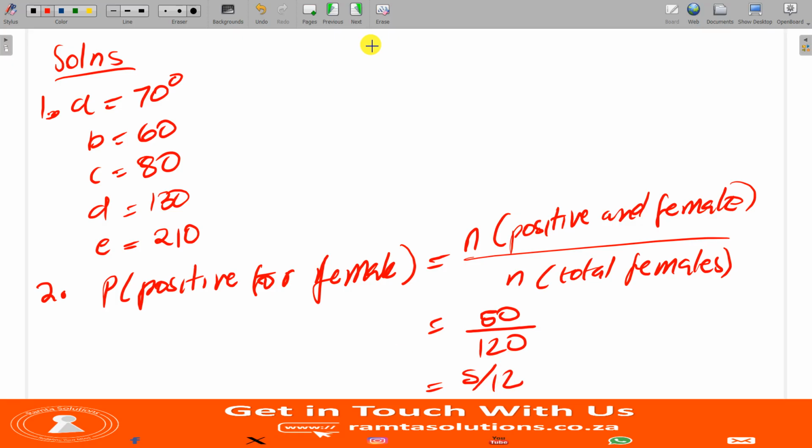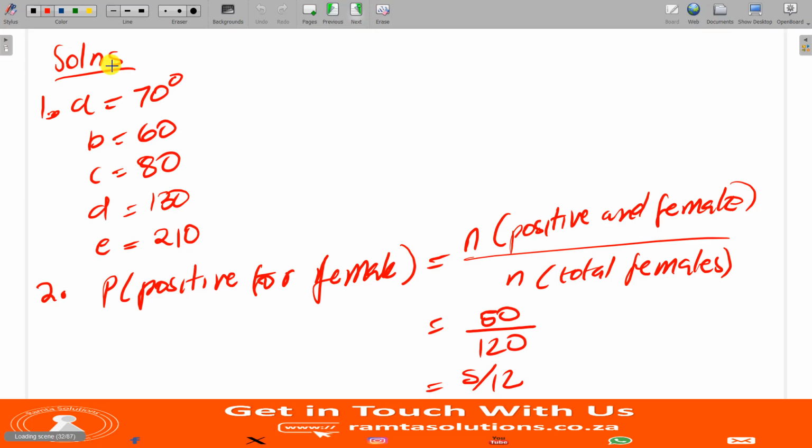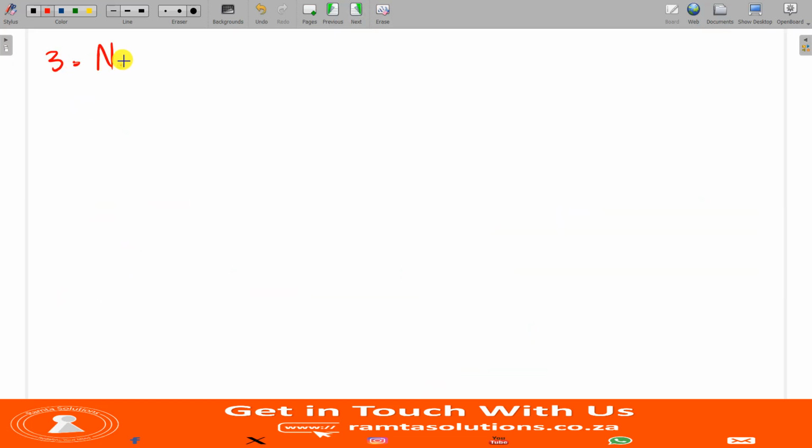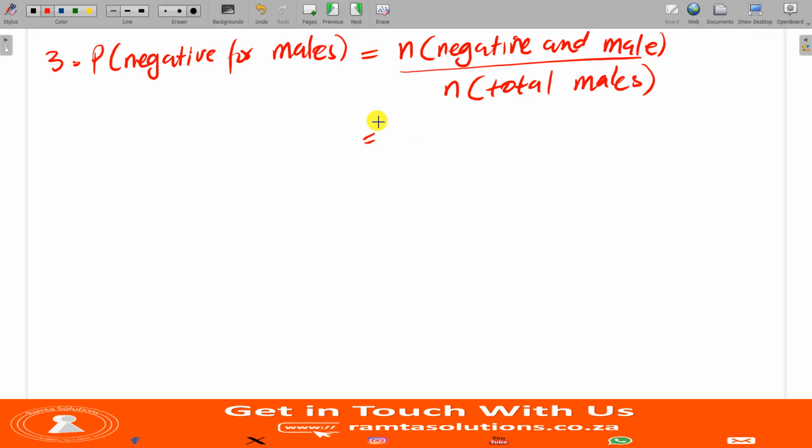Now the next question: the probability of negative for males. It is the number of negative and male over the total of males. So how many are negative?